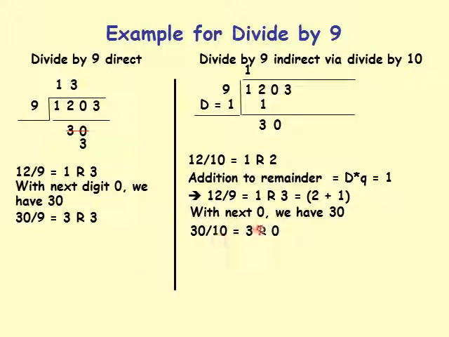30 divided by 10 is 3, remainder 0. Let us see how we write that. Here's my quotient 3, remainder 0. I divide 30 by 10 and I got quotient 3 and remainder 0.